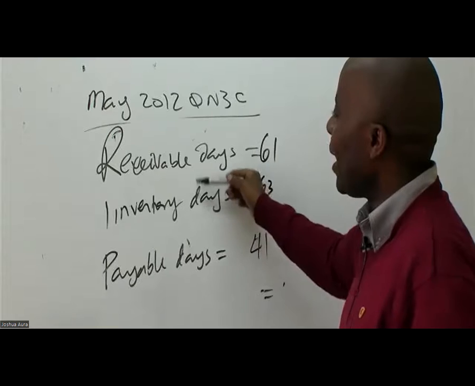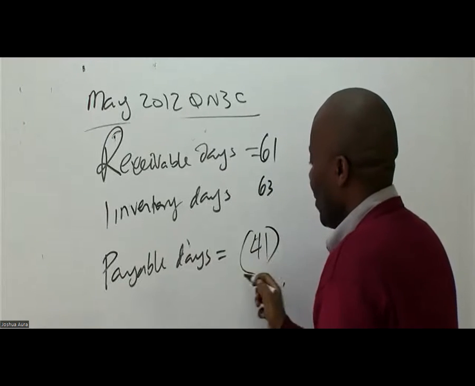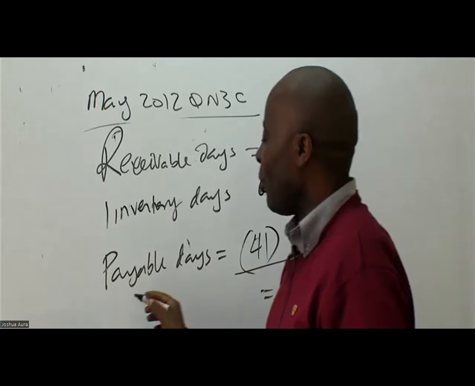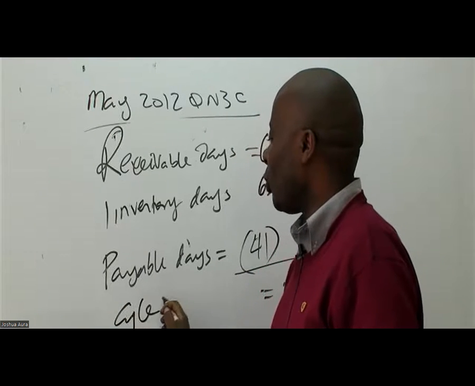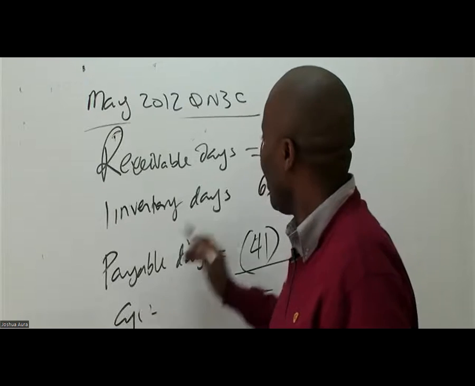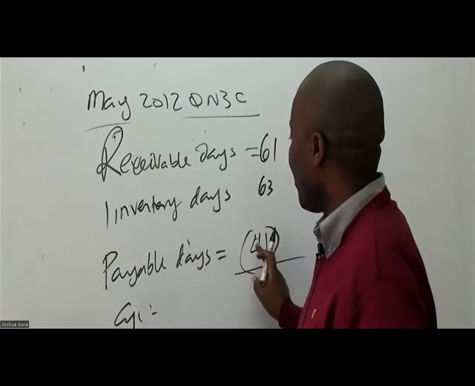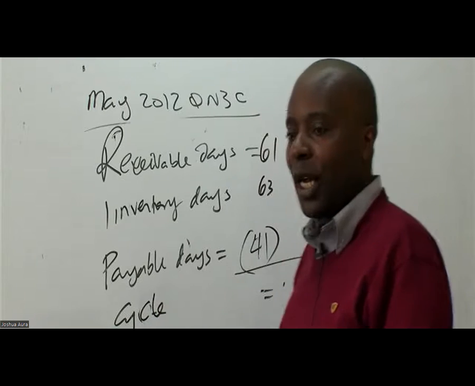So remember, these are your assets, right? This is a liability. So payable days must always be subtracted for you to be able to get the cash operating cycle. For you to be able to get the cash operating cycle, you must come and do what here? You take this plus this minus this. So the cash operating cycle equals how many days?